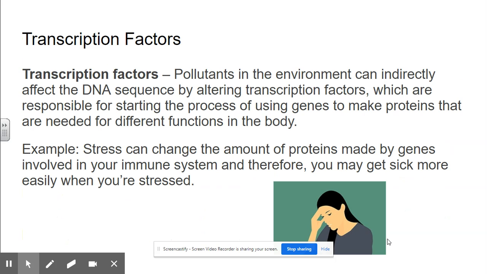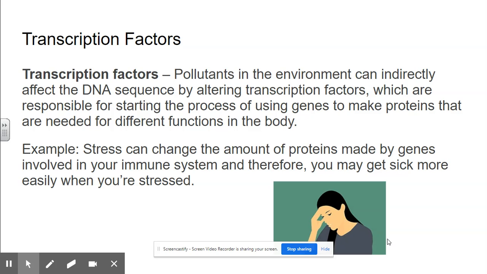Transcription factors. These are pollutants in the environment that can indirectly affect the DNA sequence by altering transcription factors. These are responsible for starting the process of using genes to make proteins that are needed for different functions of the body, very necessary functions of the body. So here's an example. Stress. We have all had our share of stress in the last year, haven't we?